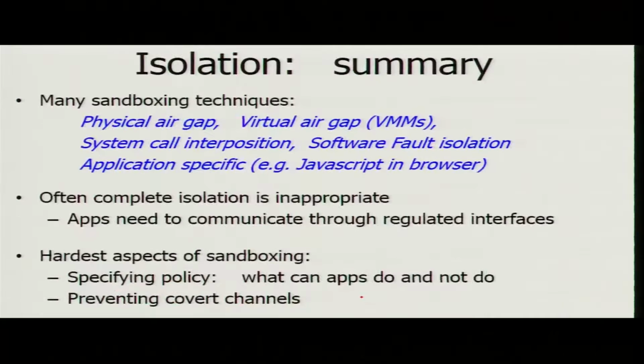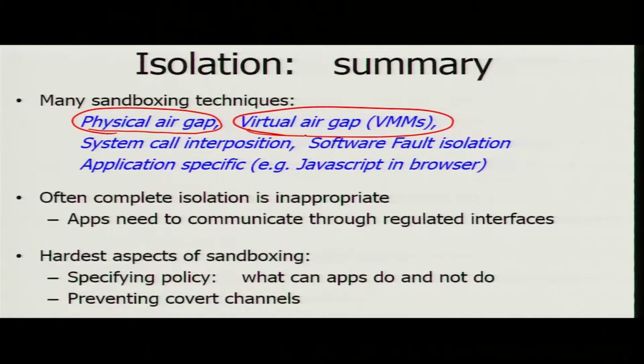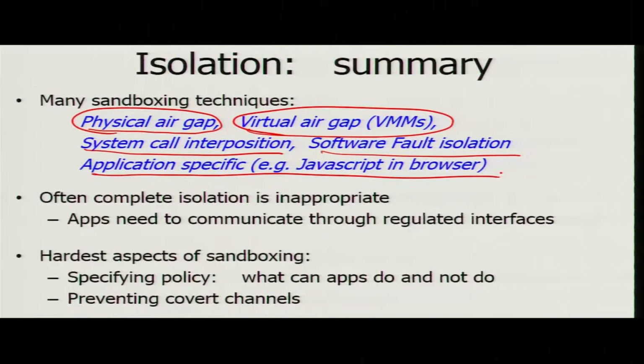So, that brings us to the final slide on isolation. We saw that there are many ways to sandbox applications to contain damage. Obviously, a physical air gap is the most direct one, but it is very expensive and not usually done. Then there is the virtual air gap, which is through hypervisors or virtual machine monitors, then system call interposition, software fault isolation, and application specific, for example, JavaScript in the browser. When we go to browser security, we will see a lot of this sandboxing and containment happening within the browser.